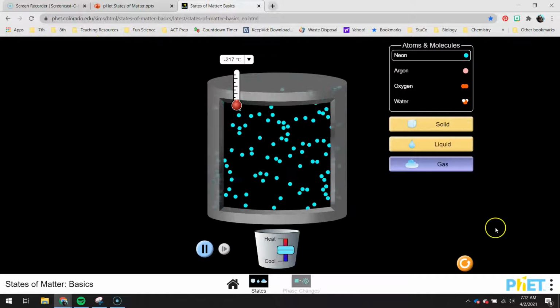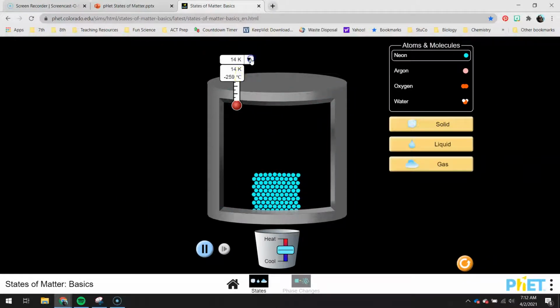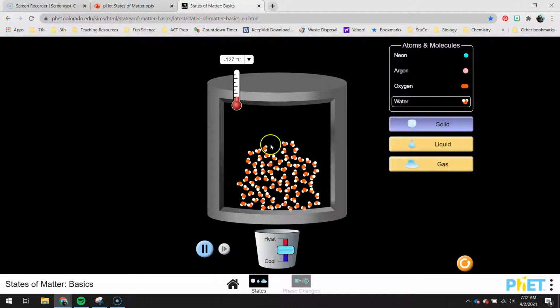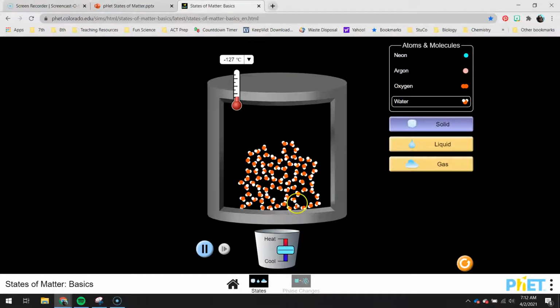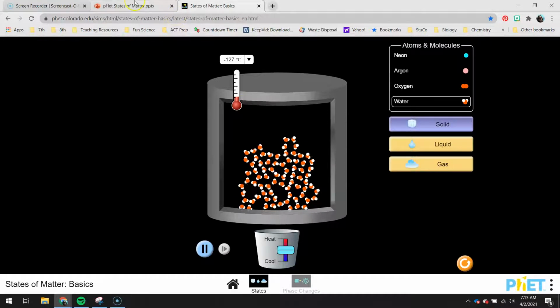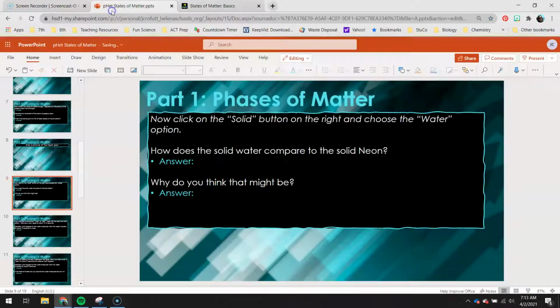So you guys again can reset. We're gonna go to degrees Celsius. We're gonna choose solid, but in this case, we're looking at solid neon versus solid water. So you guys need to compare how those two are arranged, and if you need to, you guys can kind of flip back and forth. Okay, so compare solid water, which is of course ice, to solid neon.